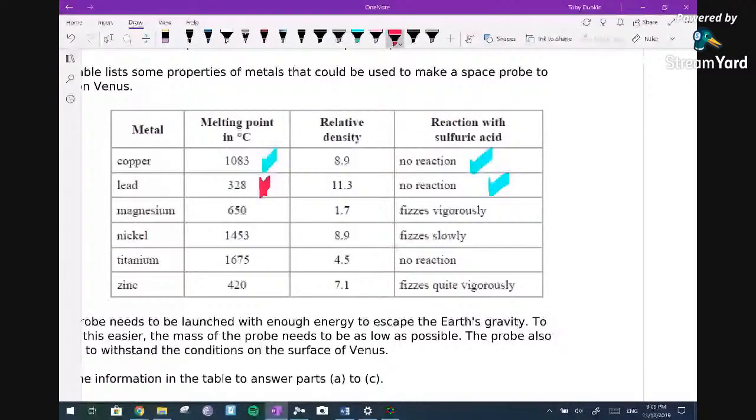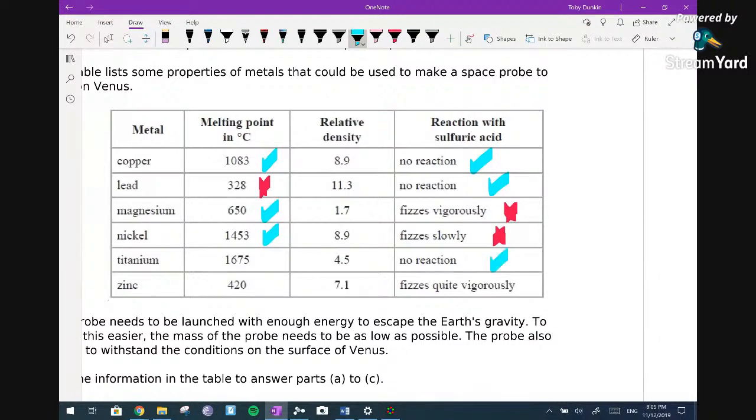Let's look at magnesium. Can't use magnesium because it reacts with sulfuric acid, so that'll be eaten by the atmosphere. It would have survived on the surface in terms of melting point, but it would have reacted with the sulfuric acid atmosphere. Can we use nickel? Nickel's not a good choice. It's going to react with the sulfuric acid atmosphere. It would have survived on the melting point front, it would not have melted, and it's still quite dense.